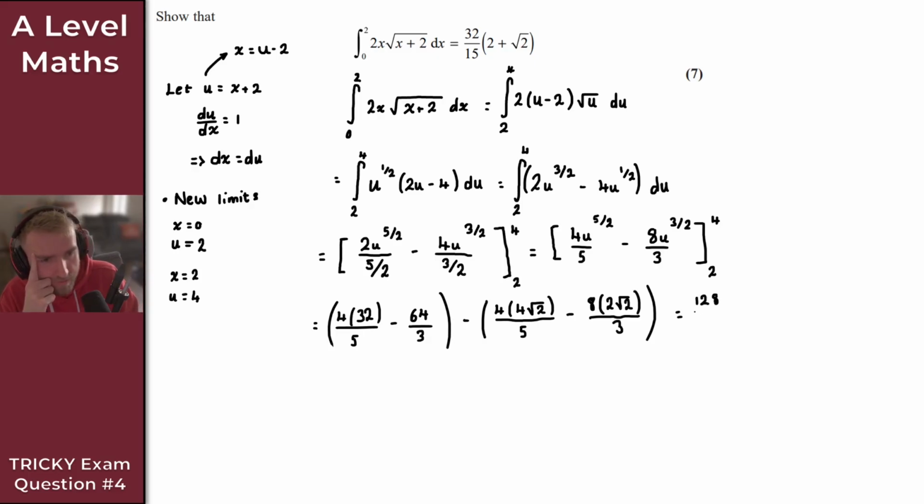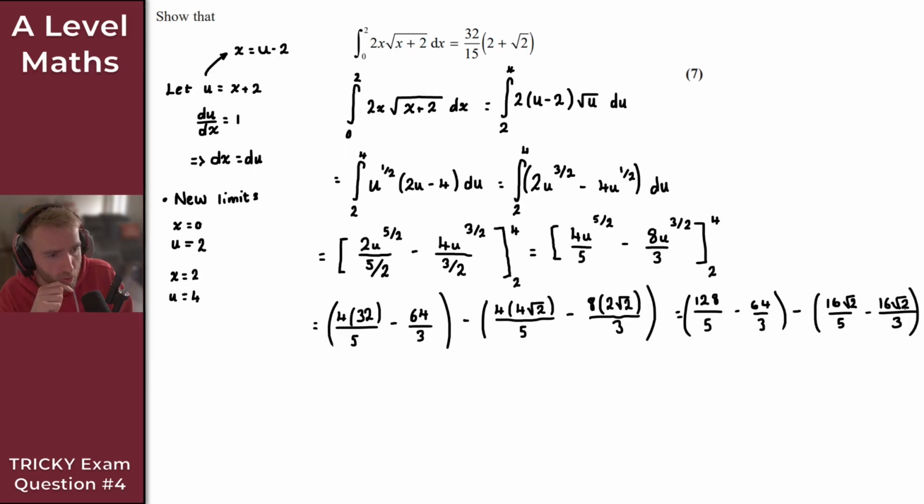128 over 5. I am doing this without a calculator, so I'm probably going to make a mistake, but we'll see how far we get. So 128 over 5 minus 64 over 3. So minus 64 over 3. This here then, if I just simplify that as well. So minus here, and that's 16 root 2 over 5. So 16 root 2 all over 5. Minus then, so I get 16 root 2 over 3. So minus 16 root 2 over 3.